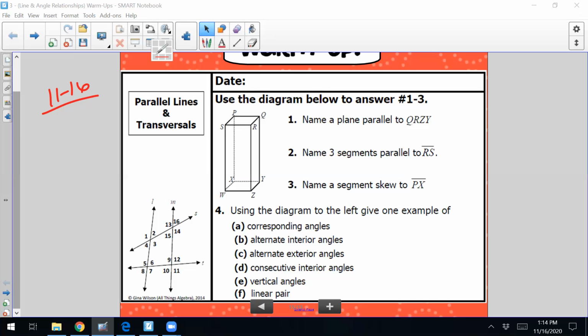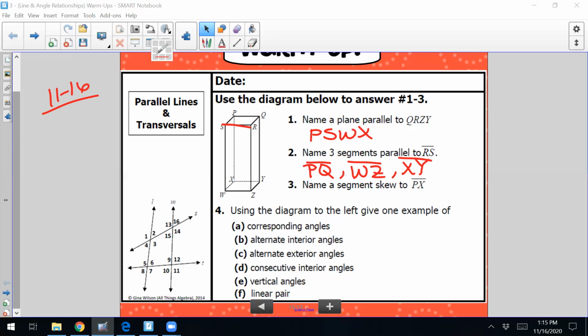Okay, now for this, number 1, a plane that's parallel to QRZY. Anybody? PS, yeah, PSWX, okay? Number 2, 3 segments parallel to RS. So here's RS. The segments are PQ, WZ, XY. Those are the 3 segments.